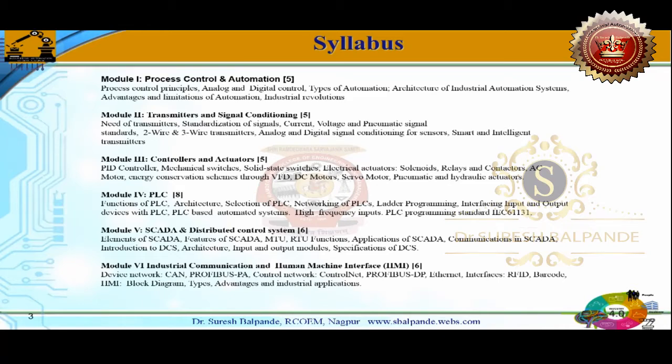Module 2 covers sensors, transmitters, and signal conditioning. A few basic sensors are covered here, where mainly we will be targeting the actuators and the controller part. Module 4 is all about PLC. In Module 5, we will be talking about SCADA, then DCS, that is distributed control system, and unit number 6 will cover industrial communication and human machine interface.